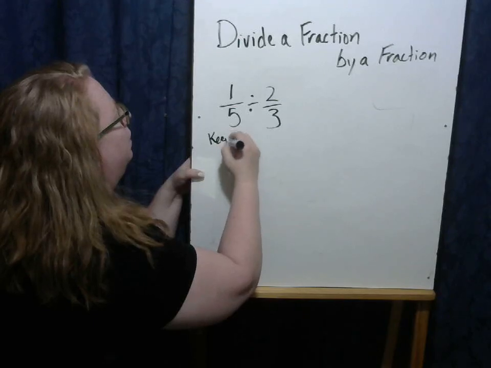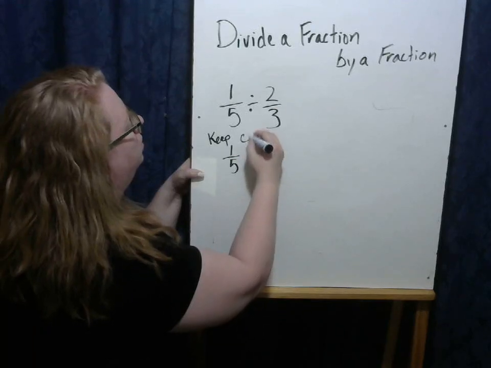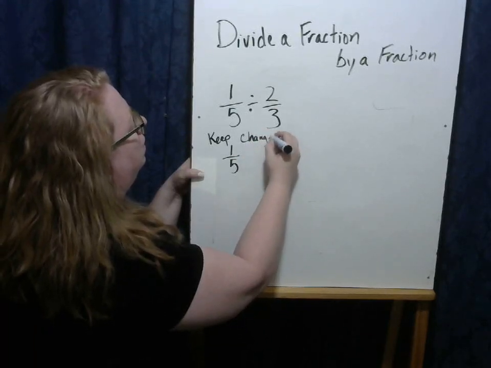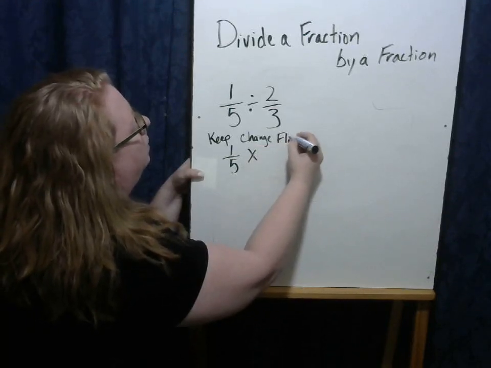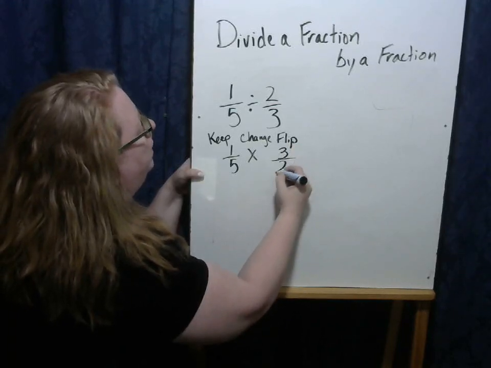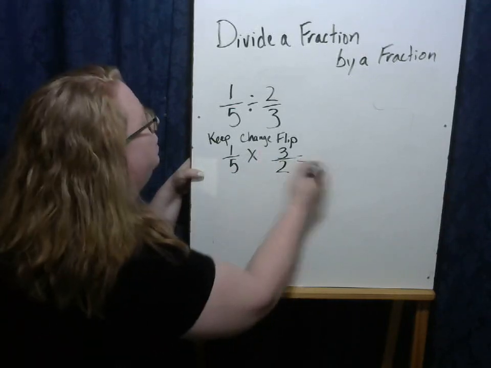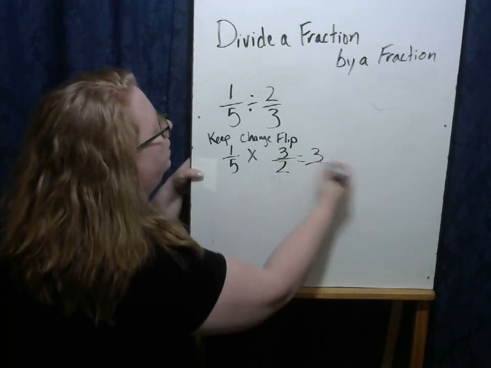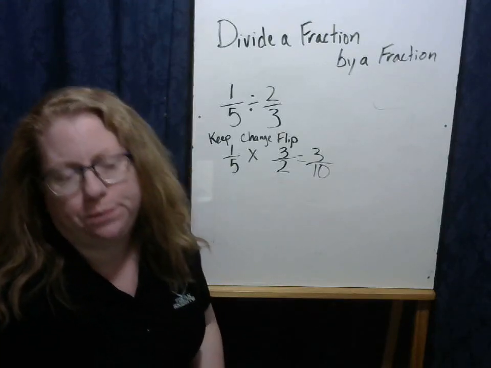Keep 1/5, change to multiplication, and then flip upside down, you might say, 2/3 into 3/2. So now we have 1/5 times 3/2. 1 times 3 is 3. 5 times 2 is 10. And that is our answer.